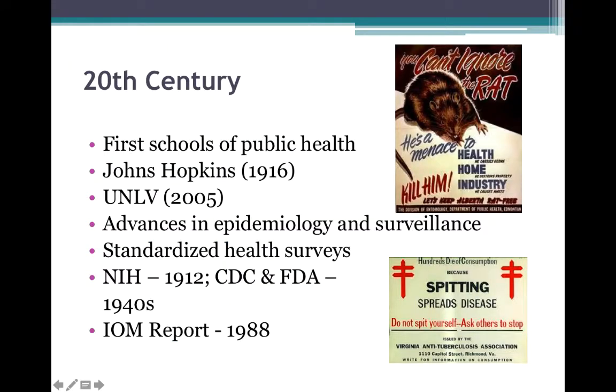In the 20th century, this is when we see our first schools of public health. The first one in the United States was founded at Johns Hopkins in 1916. UNLV came along just a little bit later, beginning of the 21st century, in fact. And we saw our basic science, epidemiology, really start to advance. A lot more work on surveillance, collecting data about our populations through agencies like the NIH, which is the oldest health agency in the United States, and then also the CDC and the FDA, which came along in the 1940s.